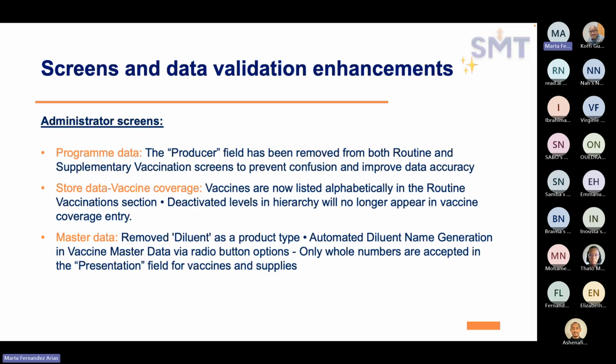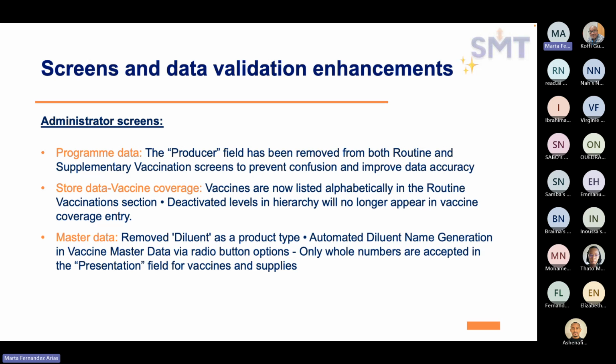Other changes that we have done are changes to the screens and data validations related to the admin users, the admin screens. So I have three main things. One is related to the program data. If you are national administrators, you might know that when you enter your program data once per year, you need to enter one line per vaccine. And you were required to select the producer of the vaccine. So for example, if you select BCG, it will give you a list of BCG manufacturers, and you had to select one.